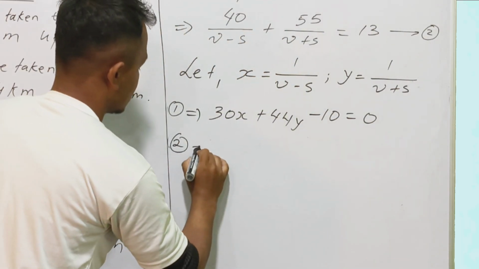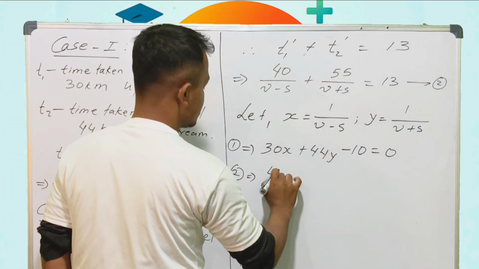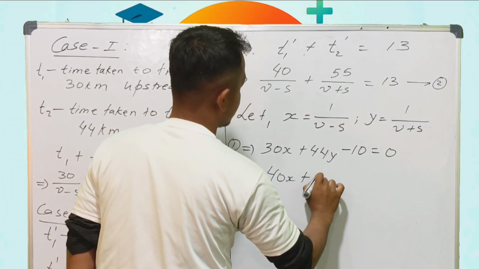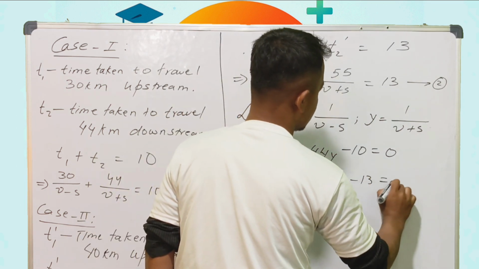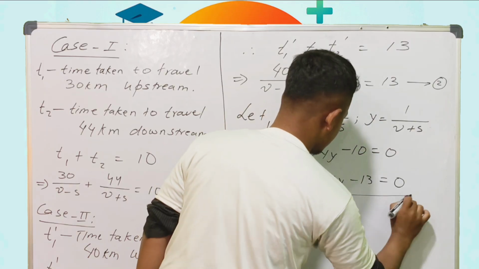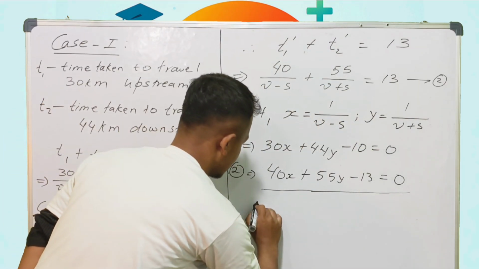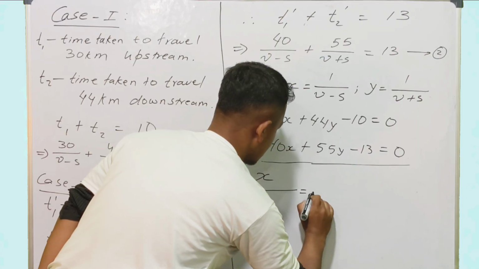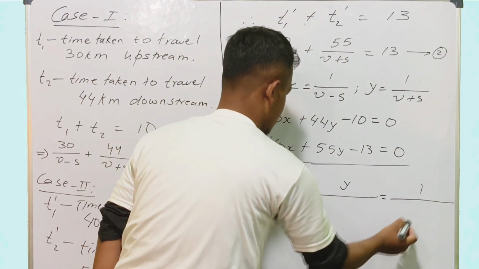And for equation 2, we reduce to 40x plus 55y minus 13 is equal to 0. Then the two equations can be solved by using the cross multiplication method. So if you use the cross multiplication method, what we are going to have is this term here.